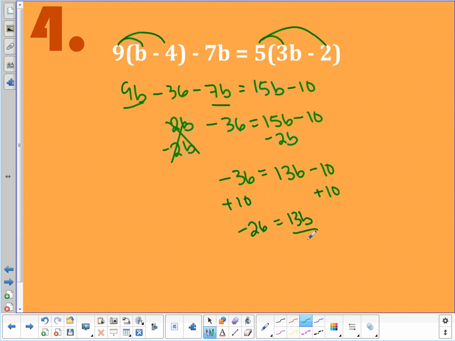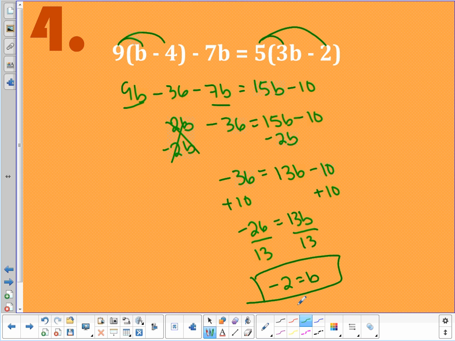And don't forget that you can use your calculator to help you out, or at least to check if you think you're on the right track or if you want to make sure. So now I have division of 13. Negative 26 divided by 13 is negative 2. So b is equal to negative 2.